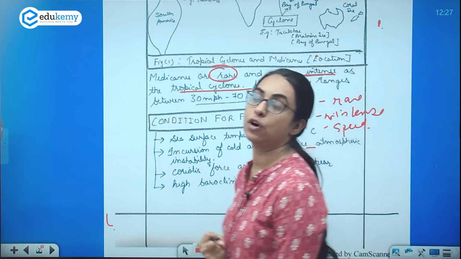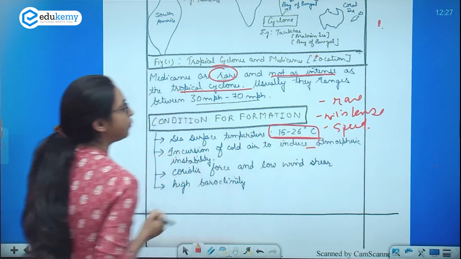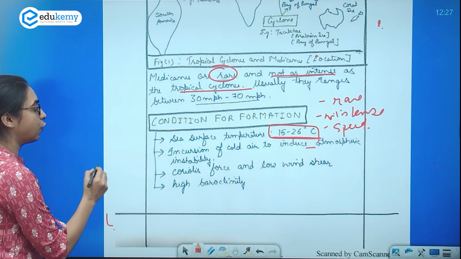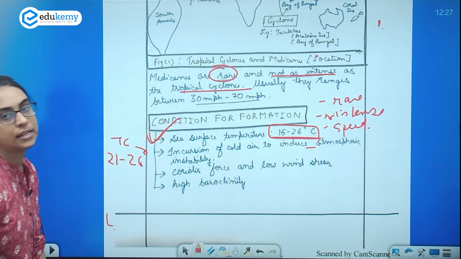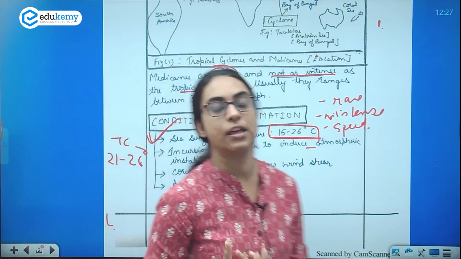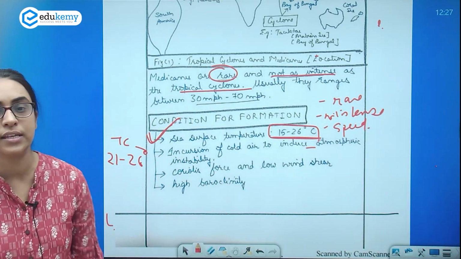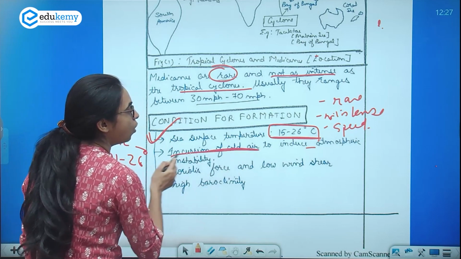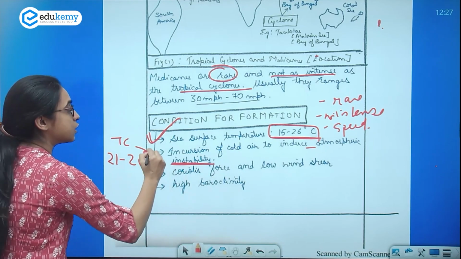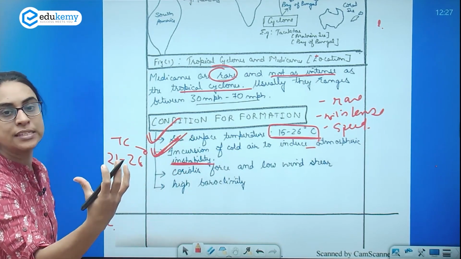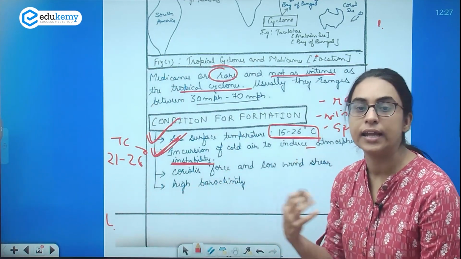What are the conditions for the formation of Medicanes? The condition is a sea surface temperature between 15 to 26 degrees Celsius. For tropical cyclones it is 21 to 26 degrees Celsius, but for Medicanes it is 15 to 26, so they can even form at 18 degrees Celsius. Therefore they are comparatively cooler than tropical cyclones. Another condition is an incursion of cold air to induce atmospheric instability. This is one of the conditions specific to Medicanes, that some cold air should have come in to induce atmospheric instability.